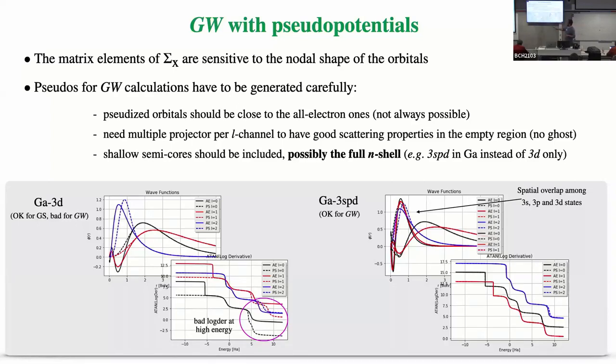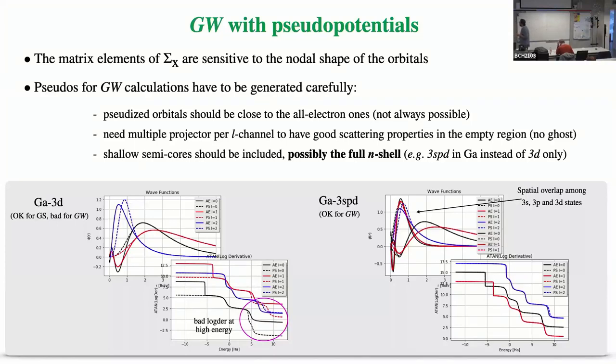If, on the other hand, you use the other pseudopotential, these 3d electrons won't see the exchange with the 3s and the 3p simply because these electrons are frozen in the pseudopotential. And this can have a huge impact on the matrix elements of the exchange part.